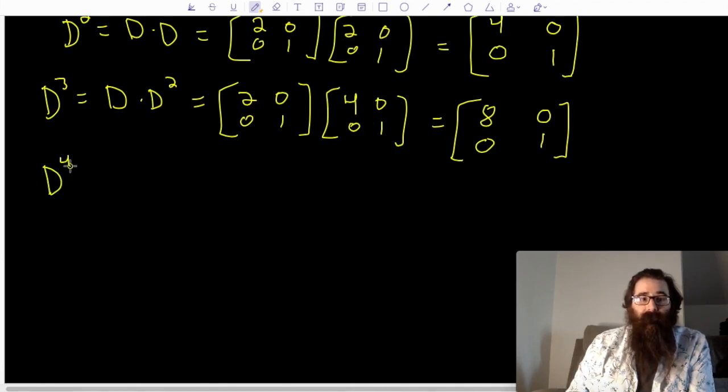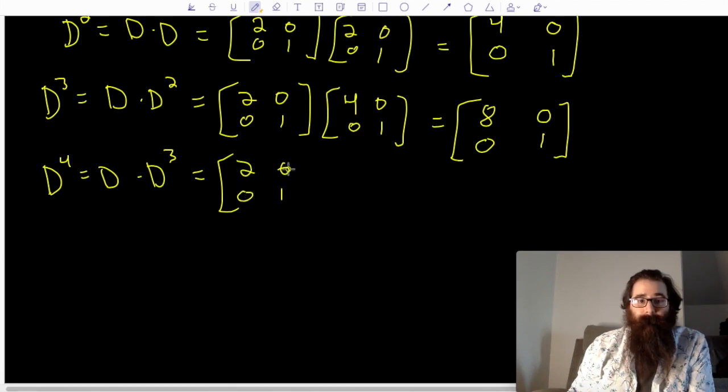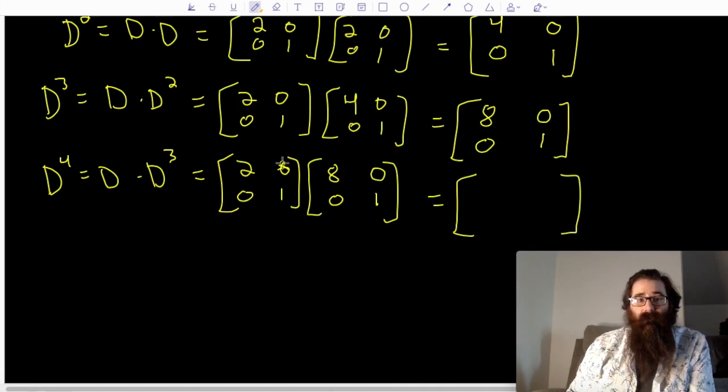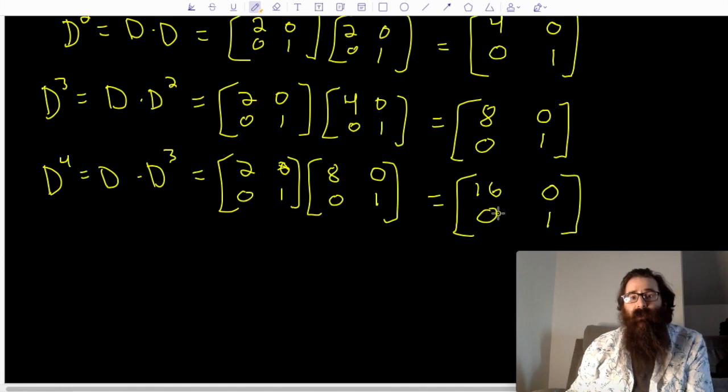And last for us to compute for this example, D to the fourth, which we can write as D times D cubed. So take matrix D, and then times D cubed I just found here. Maybe you're already getting an idea as to what this phenomenon is, but let's take a look at this. So first row, first column, 2 times 8 plus 0 times 0 gives me 16. 2 times 0 plus 0 times 1 gives me 0. Second row, first column, 0 times 8 plus 1 times 0 gives me 0. And then lastly, 0 times 0 plus 1 times 1 gives me 1. So this is what I get for D to the fourth.